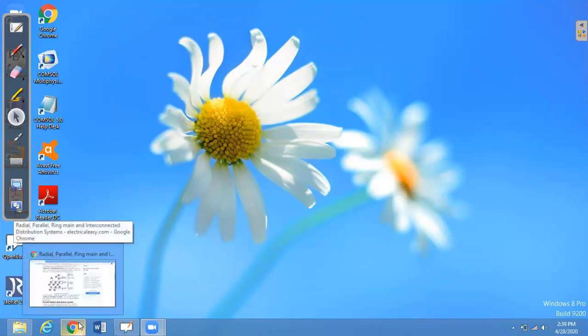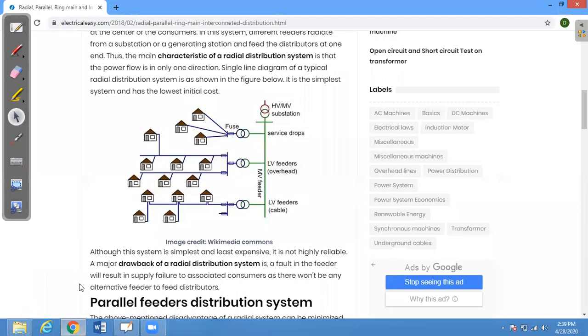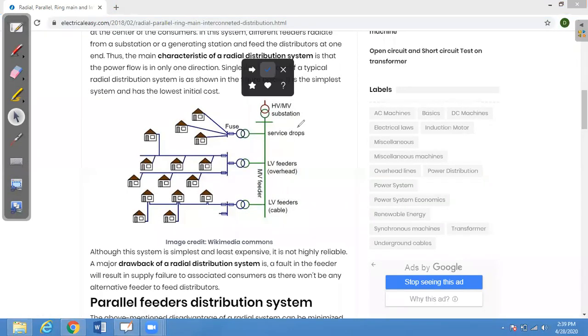That was basically the scheme of connection. So I already said that we have basically four types of schemes of connection. The one is known as the radial distribution system. The other is the parallel distribution system. The third is the ring main, and the fourth is the interconnected. So you can see in this figure that this is basically a radial system.